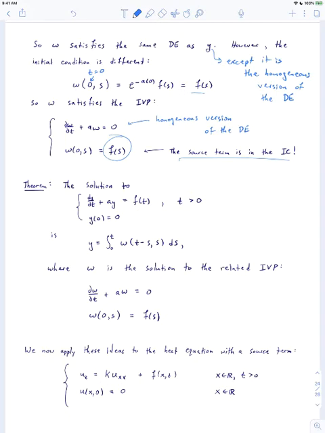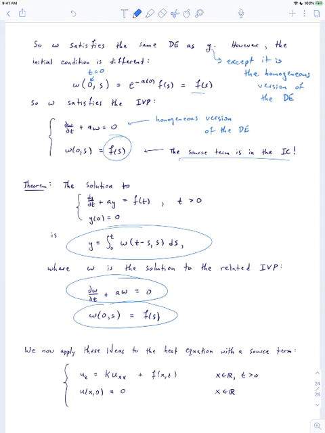The solution to our initial value problem that we started with is given by the integral from 0 to t of w at t minus s comma s ds, where w is the solution to the related initial value problem with the homogeneous differential equation, where the source term is in the initial condition. So this is an example of Duhamel's principle at work.